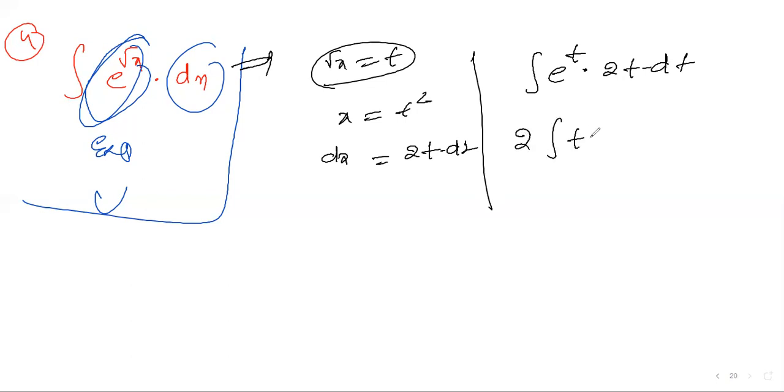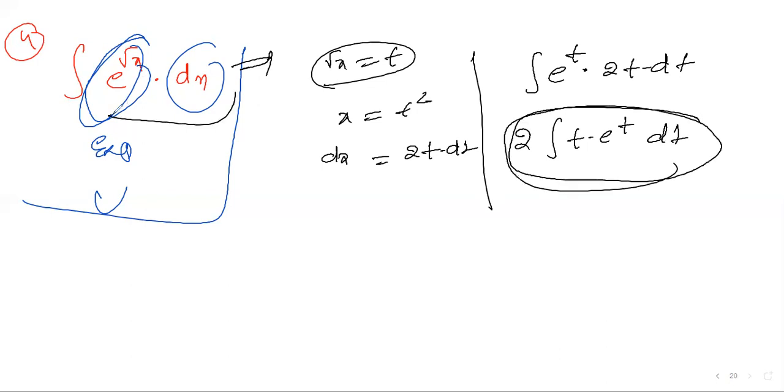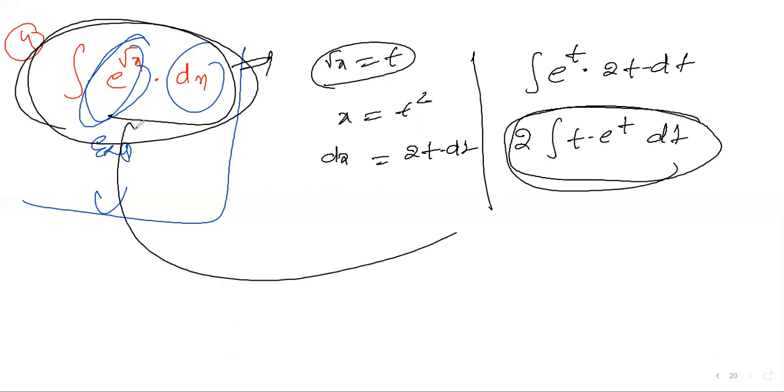Now the question is t into e power t dt. Now this is a separate question. The question is in x terms, and you are converting it into t terms. Now we'll convert it: integration of 2, take the 2 out, t into e power t dt. Now we can take this question.